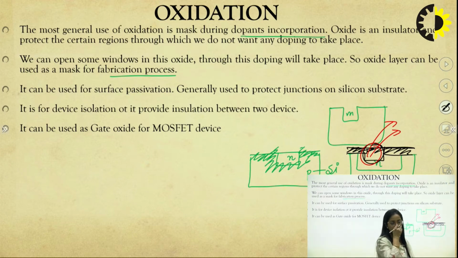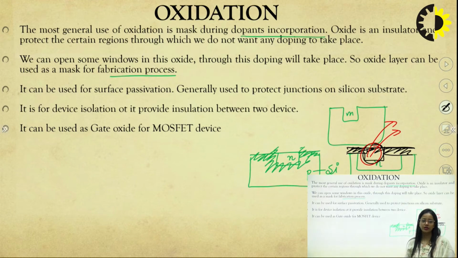Now if we study the first line, we will understand. The most general use of oxidation is as a mask during dopant incorporation. I was incorporating this N-type dopant and masking the remaining sides. Oxide is an insulator and it protects certain regions where we do not want any doping to take place. So I don't want doping to take place here, and I don't want doping to take place here. So I will mask the remaining portion with silicon dioxide.